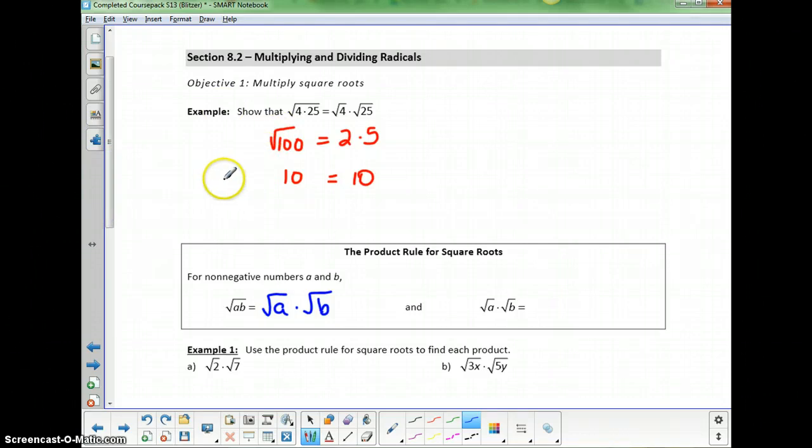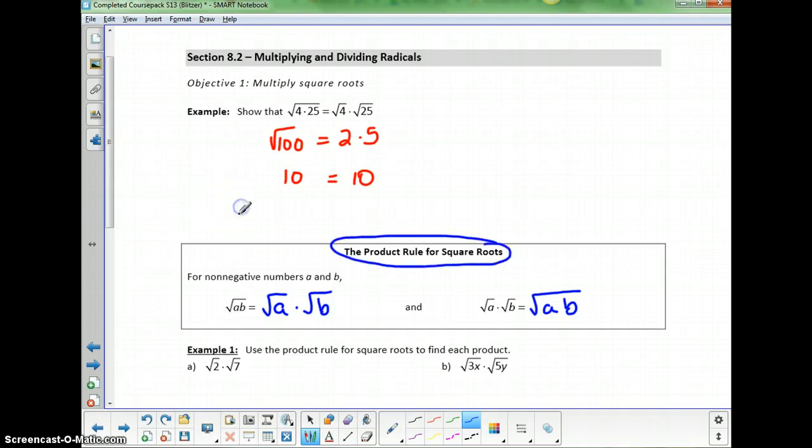Now, if we do have like radicals, we can add or subtract them just like terms. So 17 square root of 6 minus 2 square root of 6 is 15 square roots of 6.